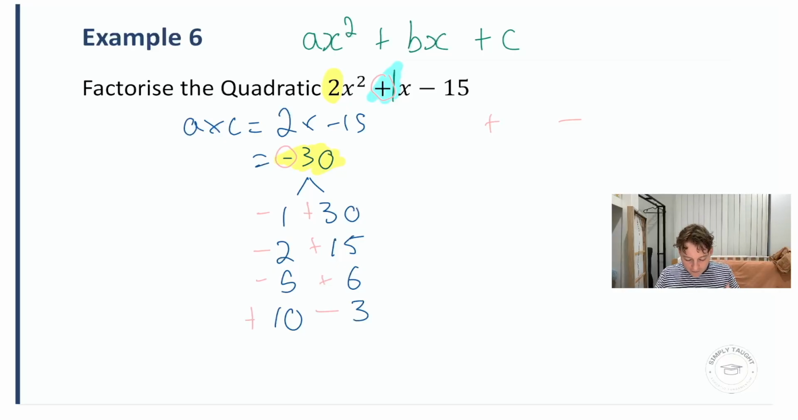Okay, so now if I add all my terms together, I have minus 1 plus 30, that gives 29. I've got negative 2 plus 15, that is going to give 13. I've got negative 5 plus 6, that's going to give 1. And I've got 10 minus 3, that is going to give 7. So once I get my list, I'm looking for numbers that add to give 1. I can see that that is going to be the numbers here in the middle, that is my minus 5 plus 6. So I've identified my pair.